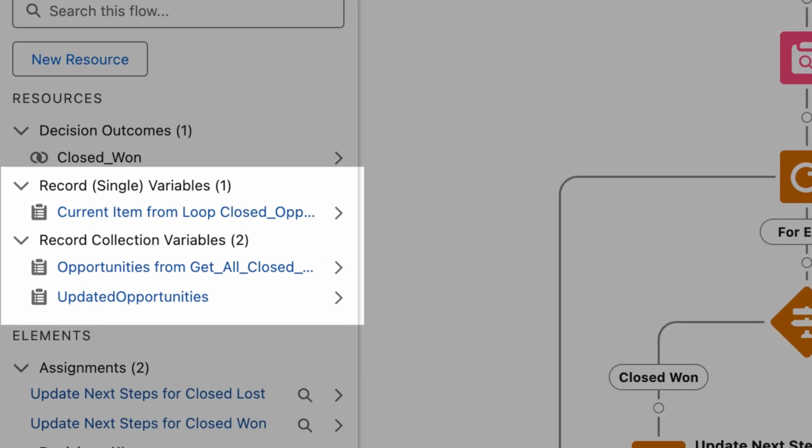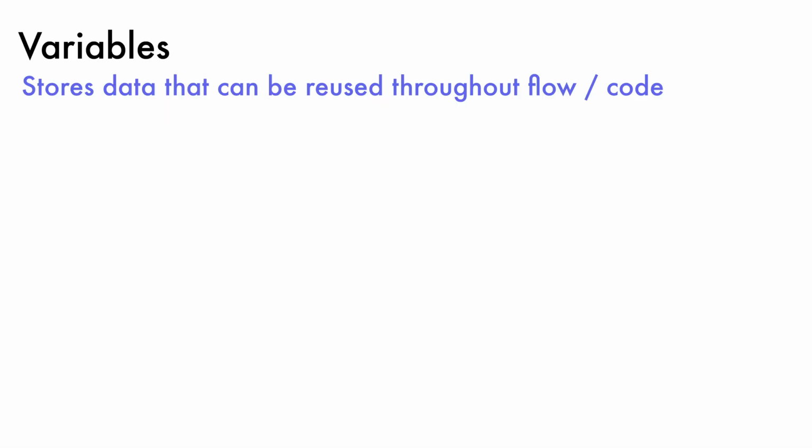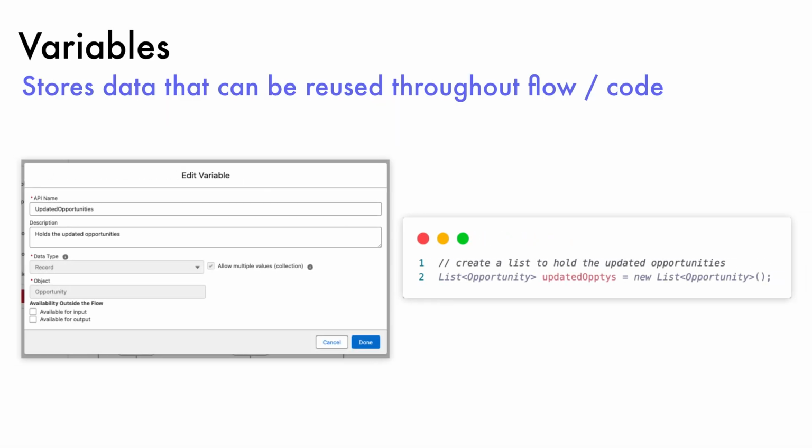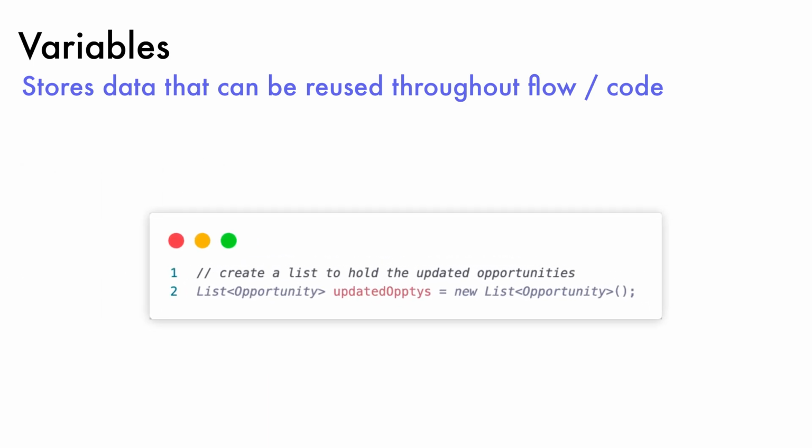In flows, we use variables to store information that will be reused throughout the flow. Well, you'll be happy to know that variables work the same way in Apex. So in Apex, you create variables that can be reused throughout your code. Variables can be initialized with a default value, and most variables that you create can be updated throughout your code. Here's an example of how we would initialize a variable for the list of opportunities that we want to update.